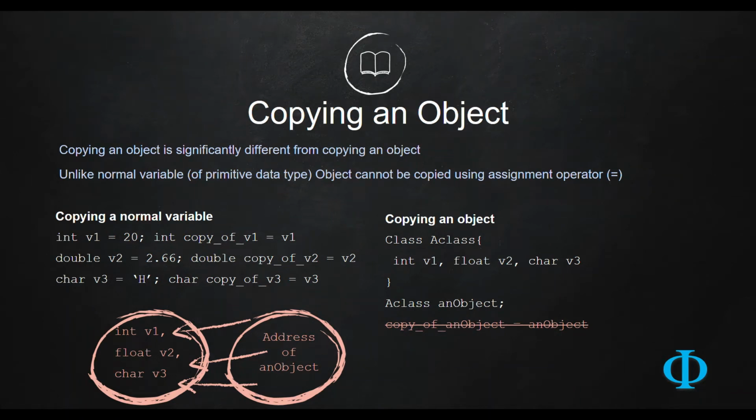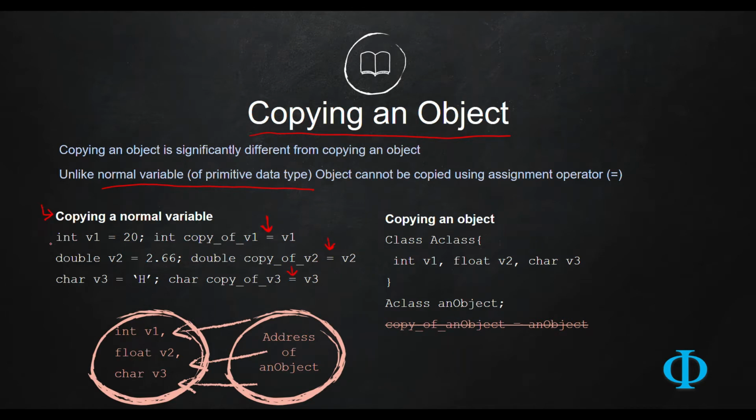In this slide, I am going to illustrate the concept of copying an object and how it is different from copying a normal variable of any primitive data type. When you want to copy a normal variable, you just make use of the assignment operator, as you can see in this example on the left hand side of the slide.